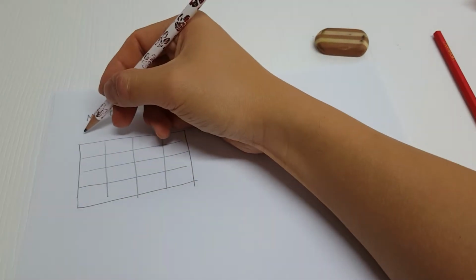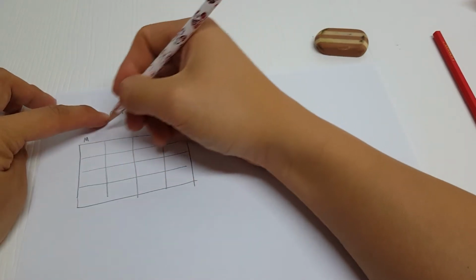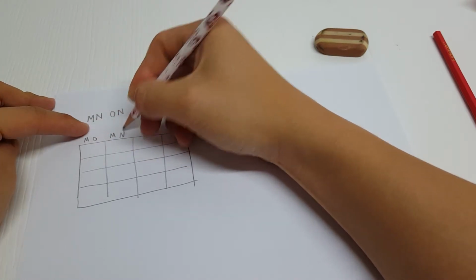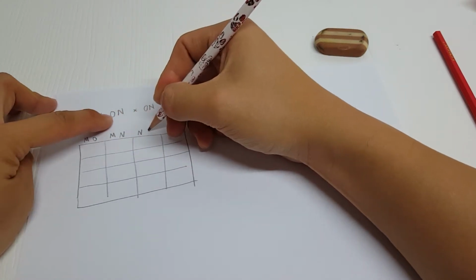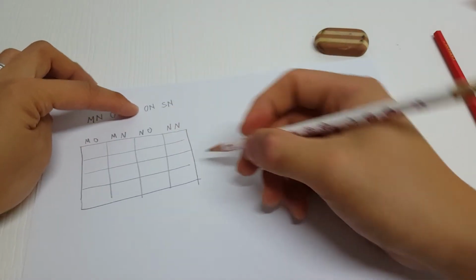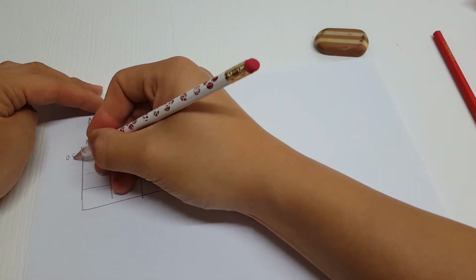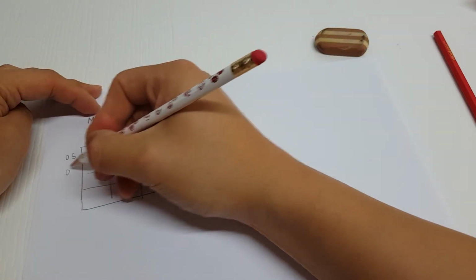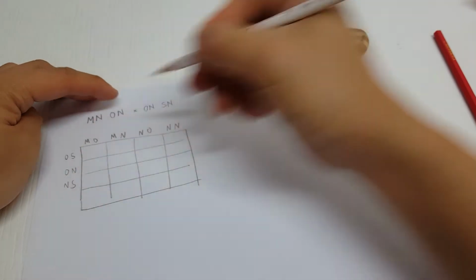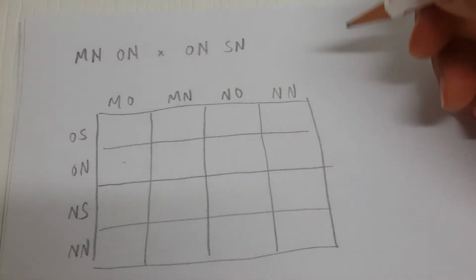We're going to put the male's genetics across the top. So I have M and O, and then we have M and N. Then N, O, N, N. Now the female goes along the side on the left, so we have O and S. Then we have O and N, N and S, N and N. Alright, let's go ahead and fill in all the cells.